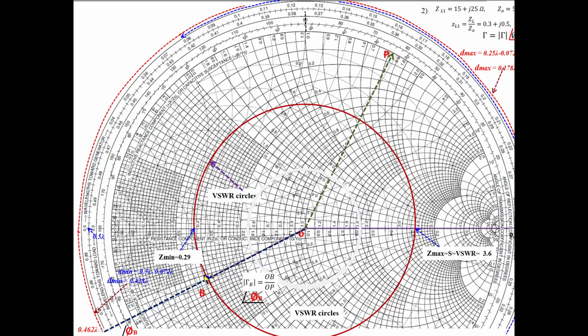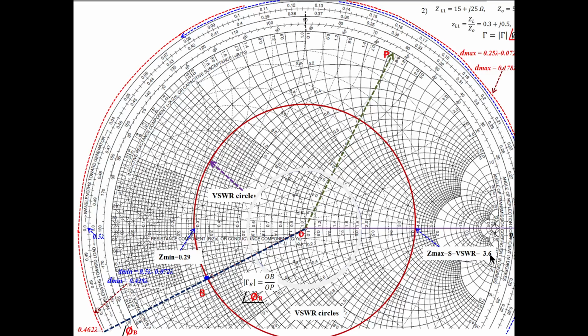To find the Z maxima, you should move over the VSWR circle and stop wherever it intersects the horizontal line on the right side of the Smith chart. This is a horizontal line, it is intersecting here. You start from here and move like this. Wherever it intersects on the right side, you stop. That is the maximum impedance. You read that, and that is the Z maximum value. You can read the impedance value here.